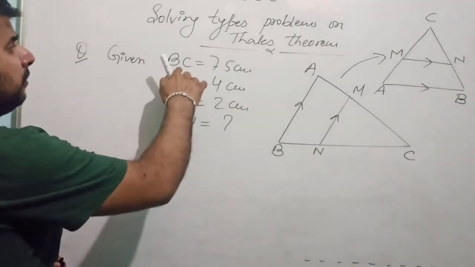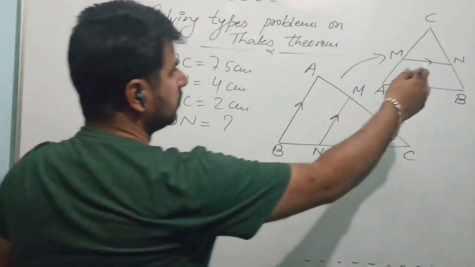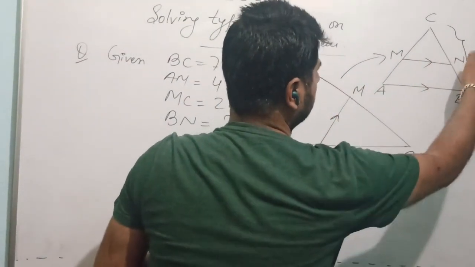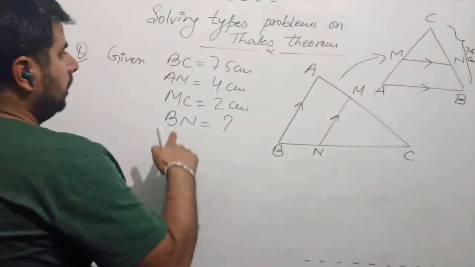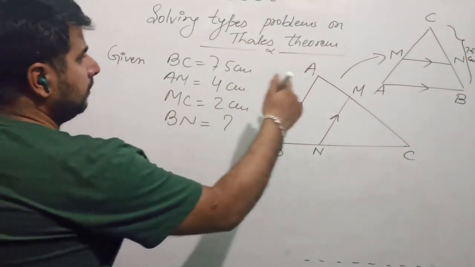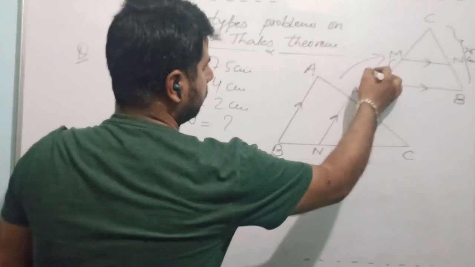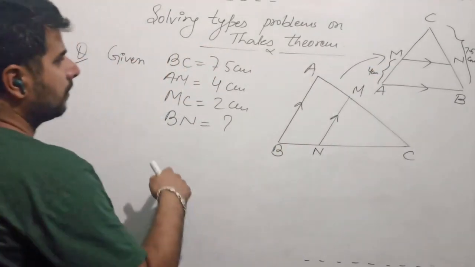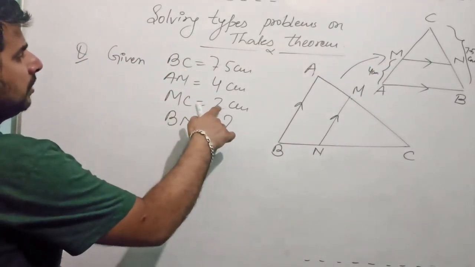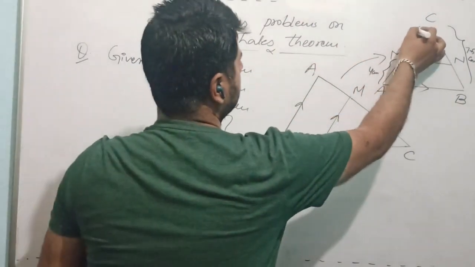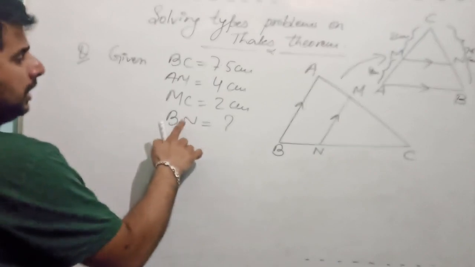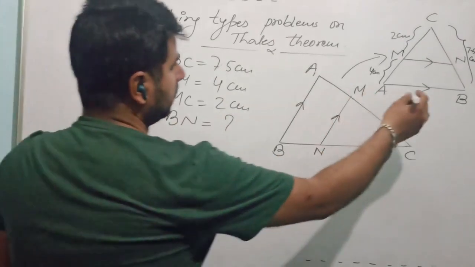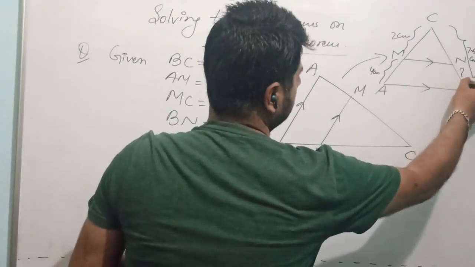Okay. So the first given is your BC. So this is your BC, one given, 7.5 centimeter. The second given is your AM. This is given 4 centimeter. And the third given is your MC. This is 2 centimeter. And here in the question BN is asked. This BN is your question mark.